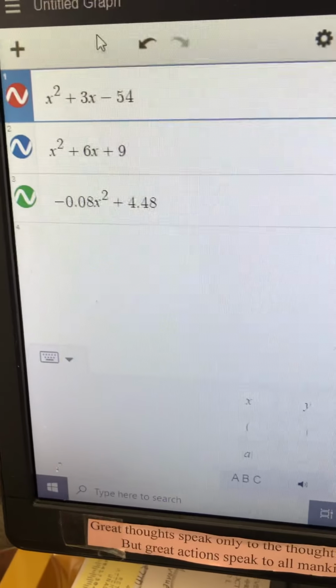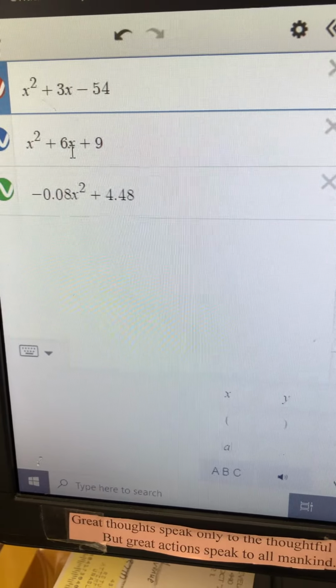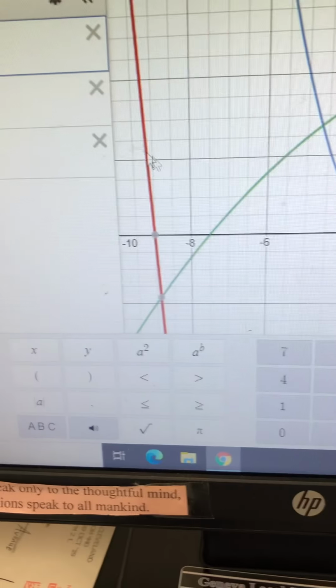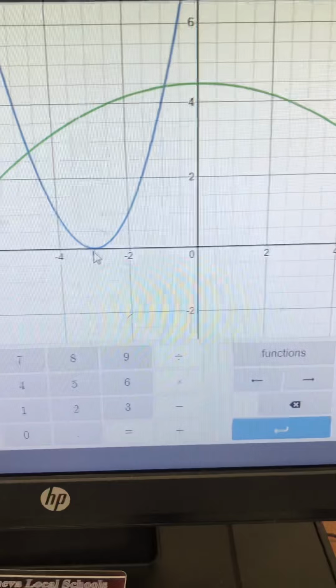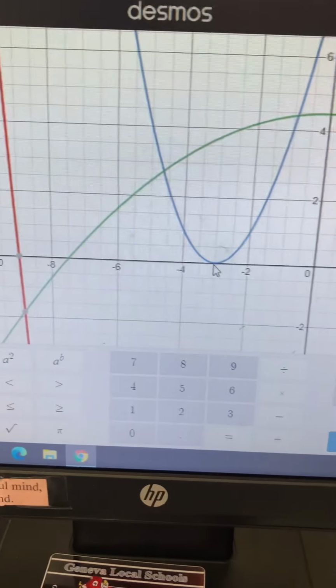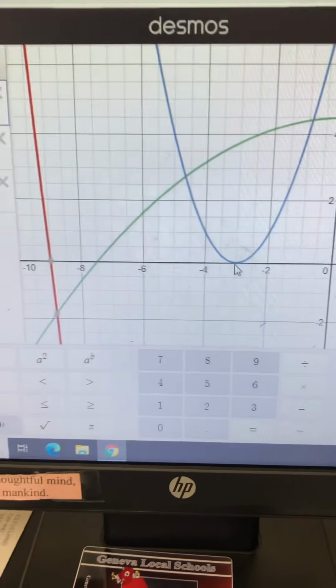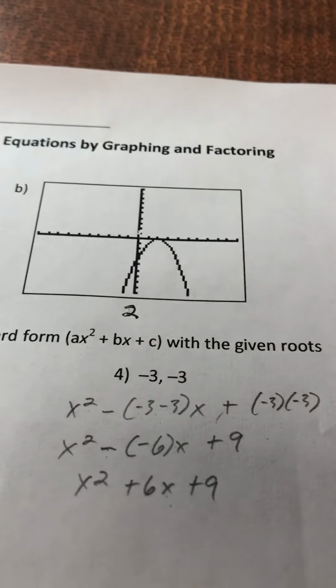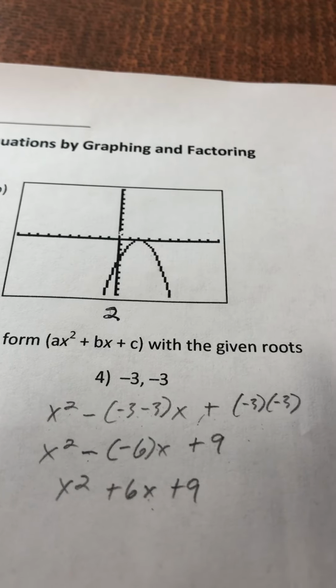And then this one, x squared plus 6x minus 9. That one is in blue, and it ends up like right here, but you're at the -3. So -3 is just repeated there, -3, -3. That's how it's the same point, it's -3. Okay.